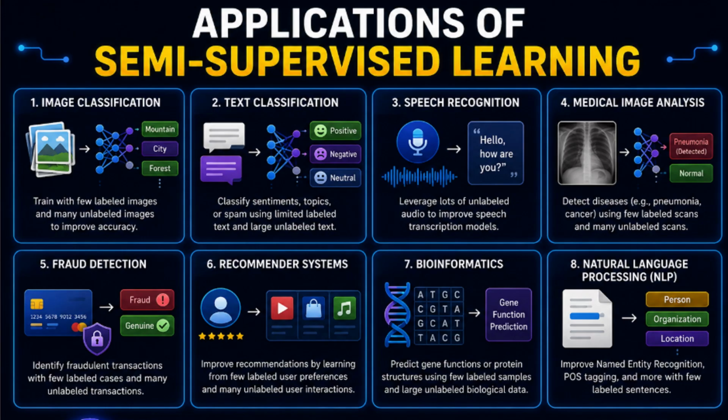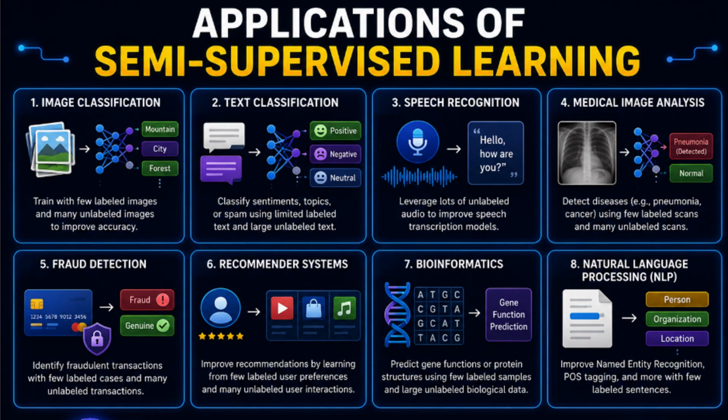Semi-supervised learning is useful when only a small amount of labeled data is available, but there is plenty of unlabeled data. It is widely used in image classification, where only a few images need labels while the rest helps improve accuracy. In text classification, it can identify topics, sentiment, or spam using only a small set of labeled documents. For speech recognition, it learns from large amounts of unlabeled audio to improve transcription. In medical image analysis, it helps detect diseases such as pneumonia using only a limited number of labeled scans.